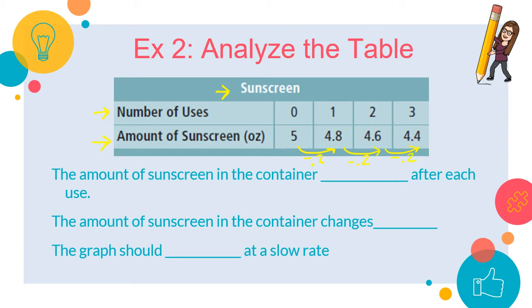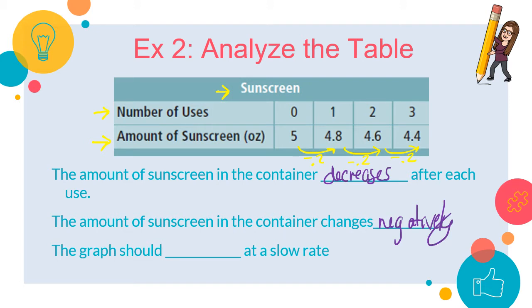So let's talk about some of these questions. The amount of sunscreen in the container blank after each use. I'm open to which words you use, but the key thing I need to see is, do you know that it decreases, goes down? If you're even more specific, decreases by 0.2, that'd be fantastic. The amount of sunscreen in the container changes, and I'm going to say negatively. Okay, when we're talking about subtracting a value, that would mean it's decreasing negatively.